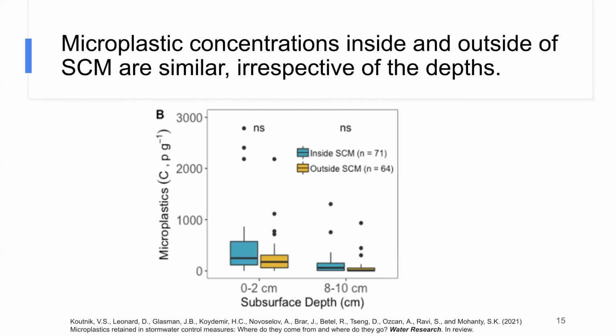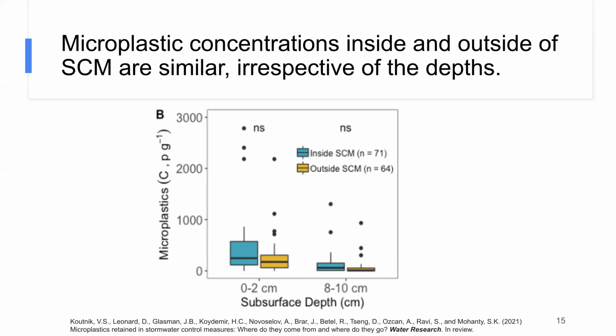What we see over here is the concentration inside versus outside. The blue or green color is the concentration of microplastic inside the boundary of the stormwater treatment system, and the orange or yellowish color is outside the system. If you take the surface sample, which is 0 to 2 centimeters, as you can see here, there is no difference in concentration of microplastic inside versus outside of the boundary. And the same thing is true even if you go a little deeper.